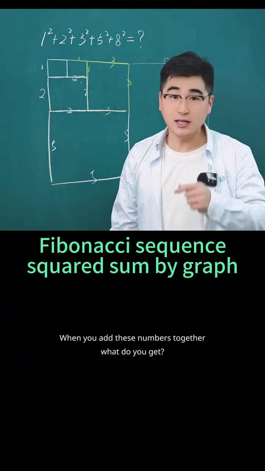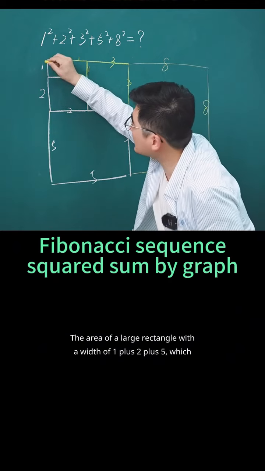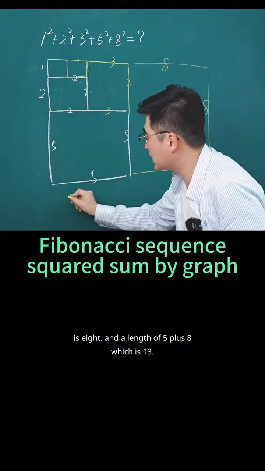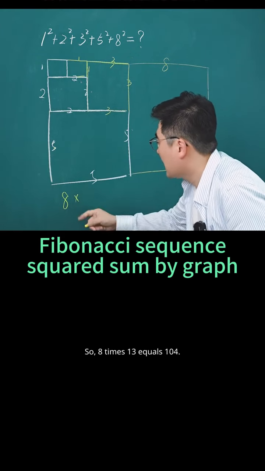When you add these numbers together, what do you get? The area of a large rectangle, with a width of 1 plus 2 plus 5, which is 8, and a length of 5 plus 8, which is 13. So 8 times 13 equals 104.